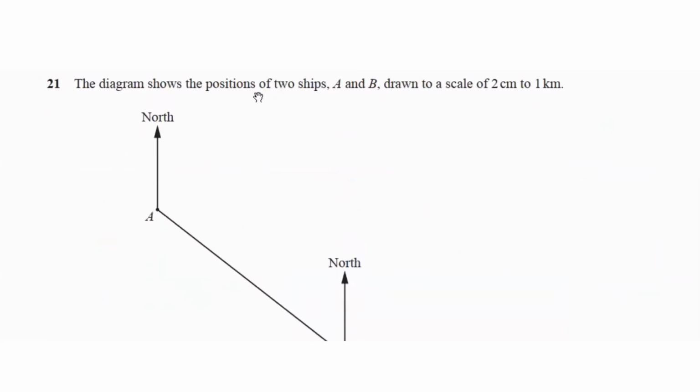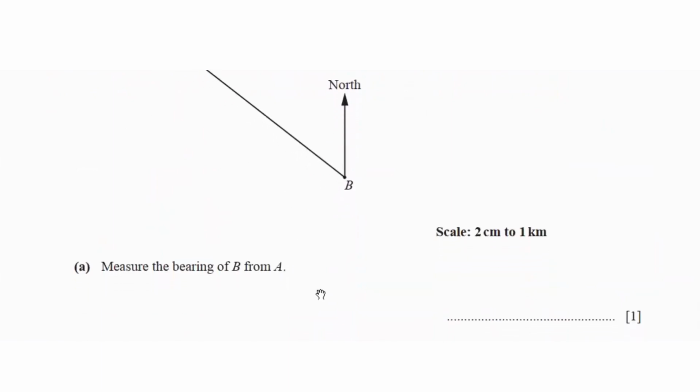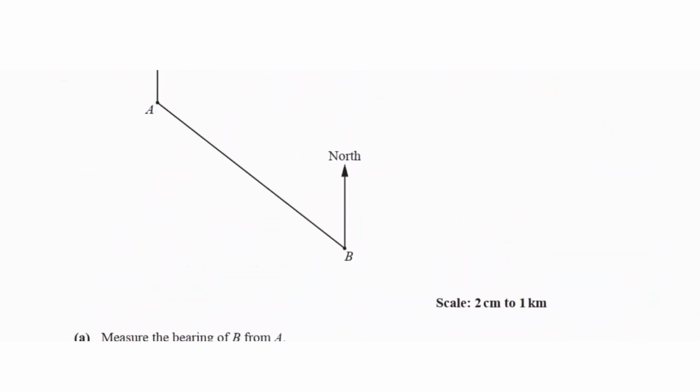Question 21 says the diagram shows the positions of two ships A and B, drawn to a scale of 2 centimeters to 1 kilometer. So this is the diagram. Measure the bearing of B from A. So what you'll do is you'll put your compass over here like this and measure this angle. When you measure this angle, whatever this value is, you will add 90 to it, and that would give you the bearing of B from A.